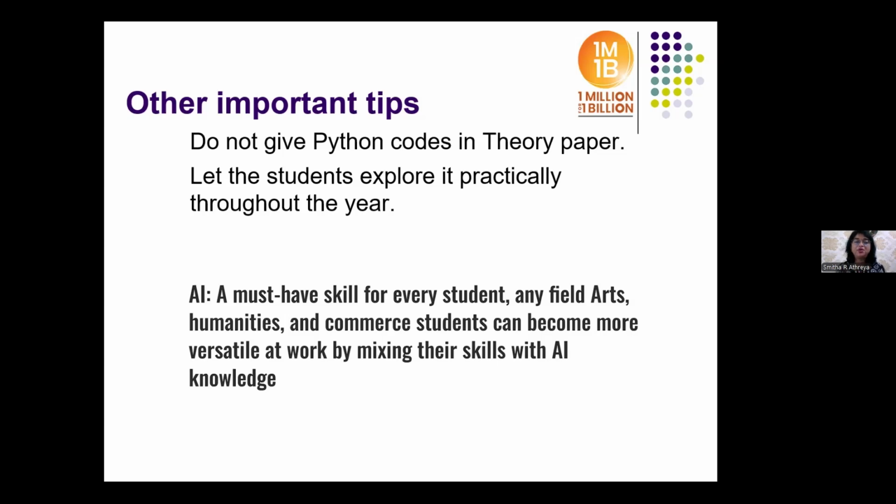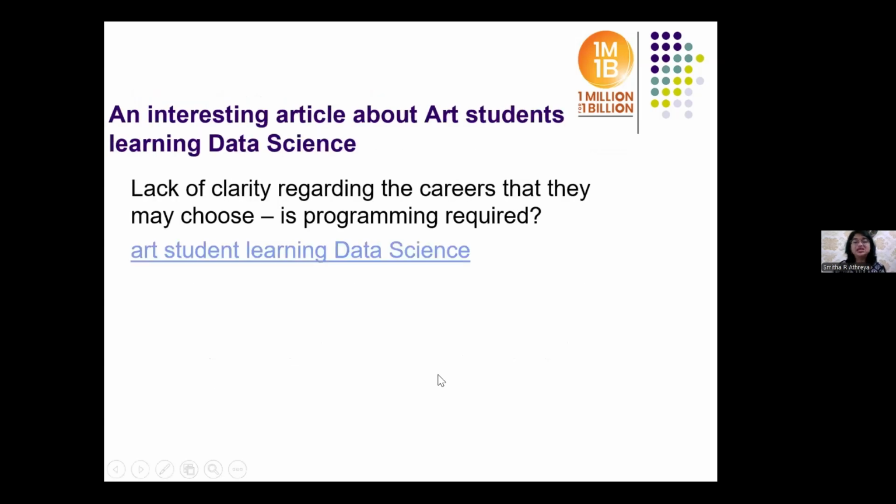So there is an important skill. Coding is a very important skill, and students in any field, arts or humanities or commerce, can become more versatile at work by mixing these skills with AI knowledge. Now, there's an interesting article that I found that art students are learning data science.